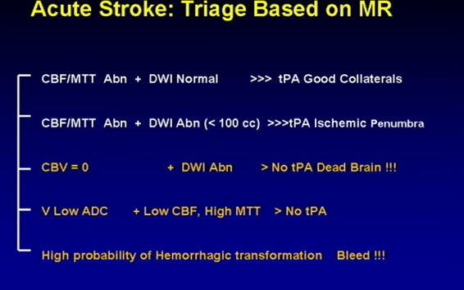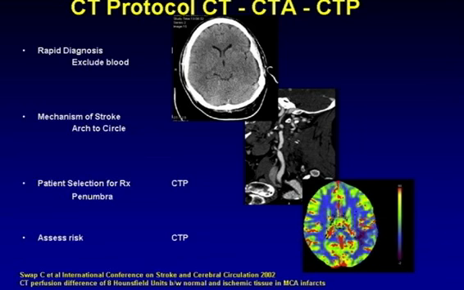So if the ADC measurements are very low, with low CBF and very high transit time, then again, these are also not good candidates for TPA. I think more and more now people are heading towards using CTA and CT perfusion, and so this would be the protocol. Do a non-contrast CT, inject and do the CT perfusion and CTA, including the head and neck, and then decide for thrombolytic therapy and assess for risk.